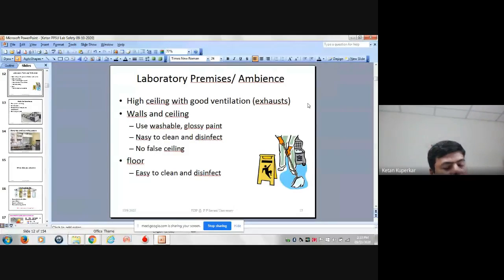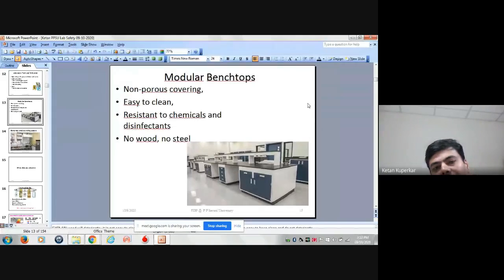Now, in terms of the laboratory, you have to discuss the most important component, that is the flooring of the laboratory. The flooring of the laboratory shouldn't be a marble one. It should be granite, most probably, if possible. It should be easily cleaned using several disinfectants.